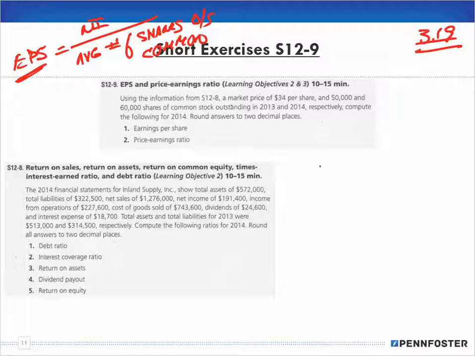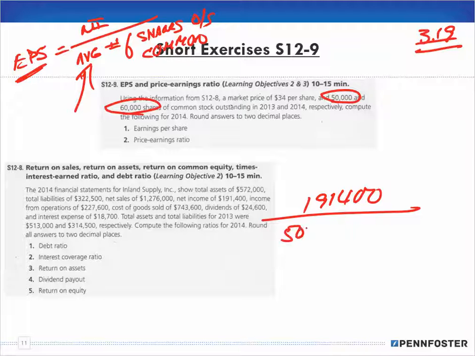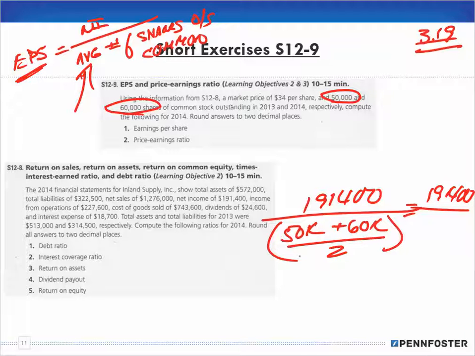We have our net income, which is the 191.4, but now we have the average number of common shares. So my average is 50,000 plus the 60,000, and that's all divided by 2 because it's an average. So 191.4 divided by, that's 110,000 divided by 2, or 55,000.